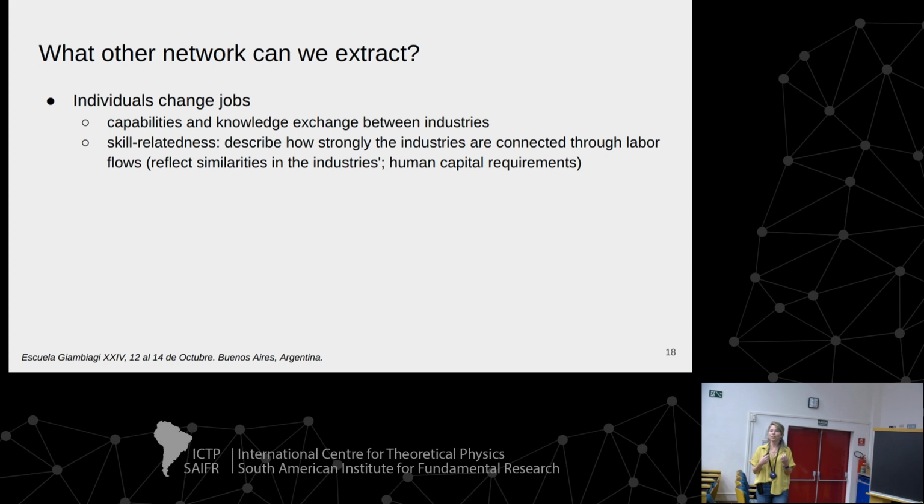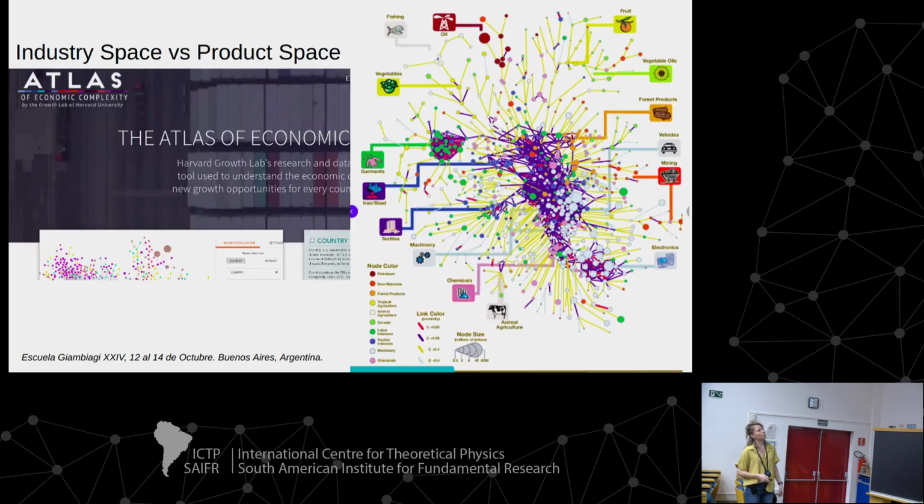And while individuals are working in one sector, what are they doing? They are capacitating. So they are getting much richer in their skill relatedness, yes? This is a very important thing as well, and we can do something about that. So we can describe how strongly the industries are connected through labor flow. We can see how they reflect similarities in the industries and human capital requirements.